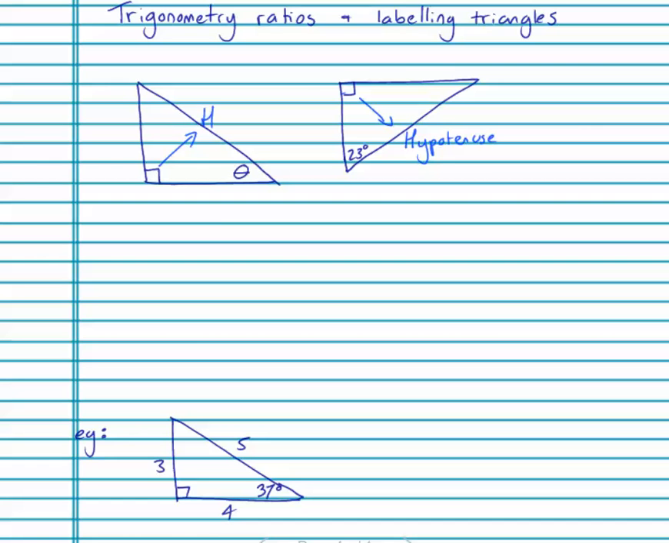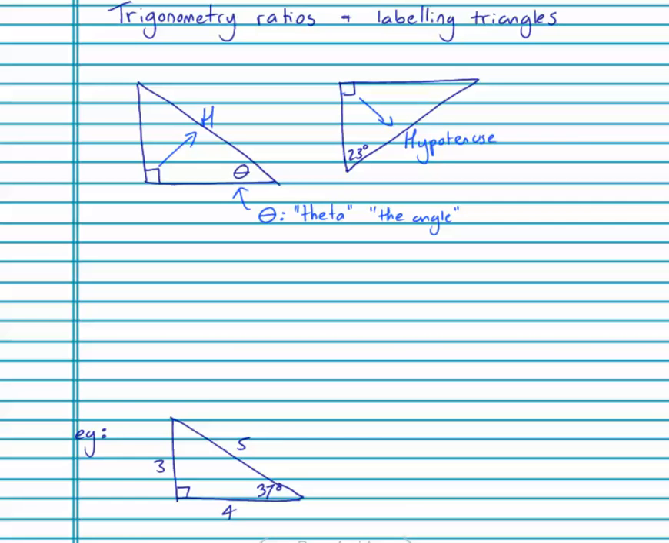Now you'll see that both these triangles have an angle marked. My first one has this symbol. It's like a circle with a line through it. This symbol is theta, and it means the angle. So it's often used for an unknown angle, and it means the angle that we care about.